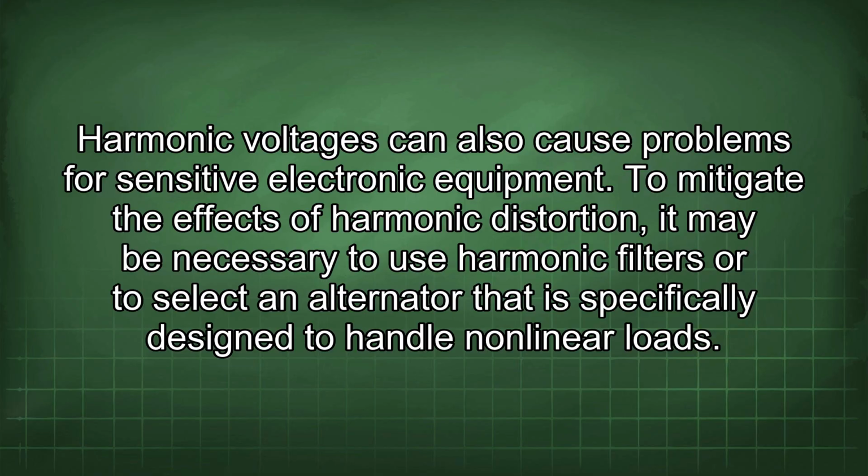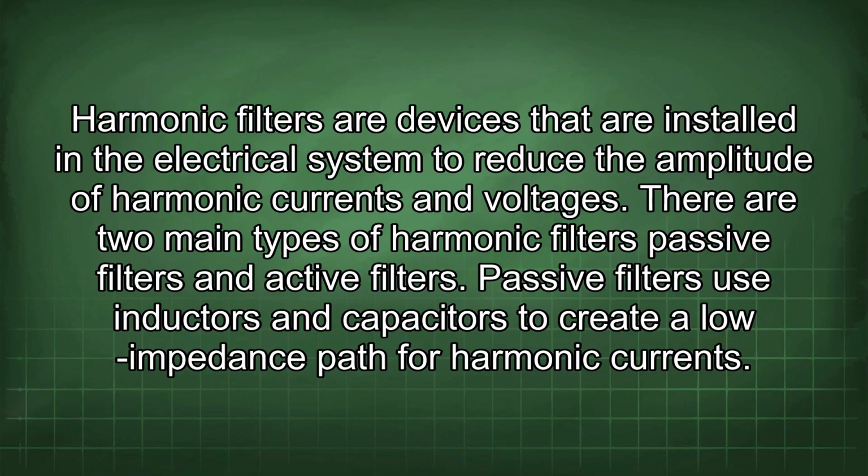To mitigate the effects of harmonic distortion, it may be necessary to use harmonic filters or to select an alternator that is specifically designed to handle nonlinear loads. Harmonic filters are devices that are installed in the electrical system to reduce the amplitude of harmonic currents and voltages. There are two main types of harmonic filters: passive filters and active filters. Passive filters use inductors and capacitors to create a low impedance path for harmonic currents.